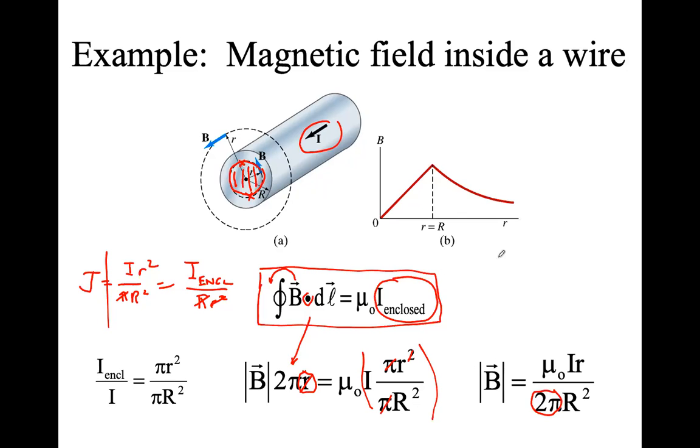Now, if you look here, that means the magnetic field is increasing linearly from the very center of the wire, where r would be 0 and the magnetic field would be 0. It increases linearly out to the edge of the wire right here. R equal to capital R is the edge of the wire.